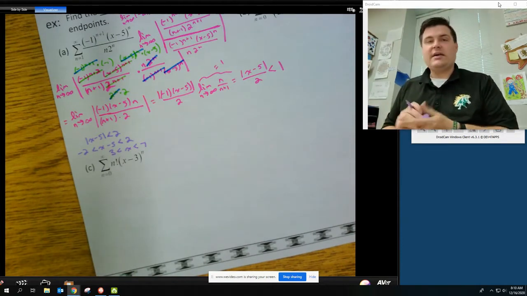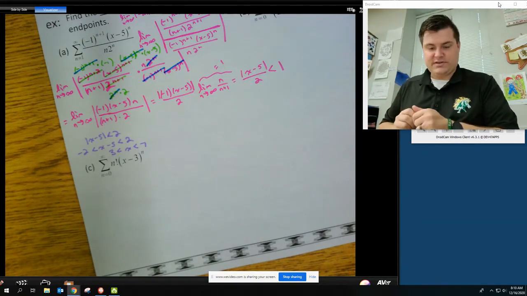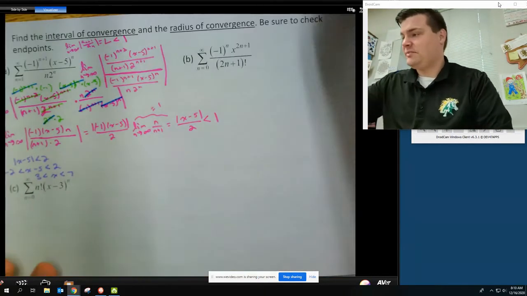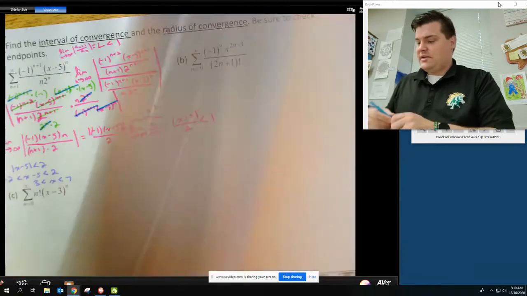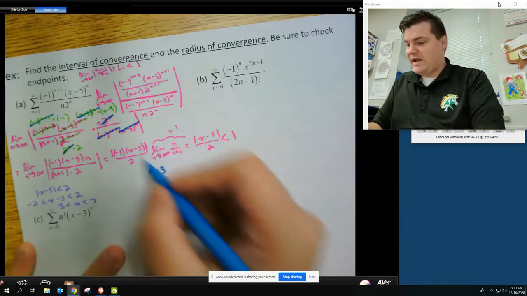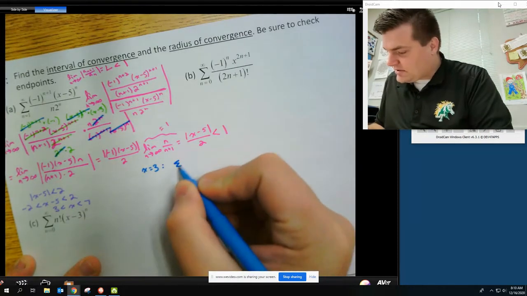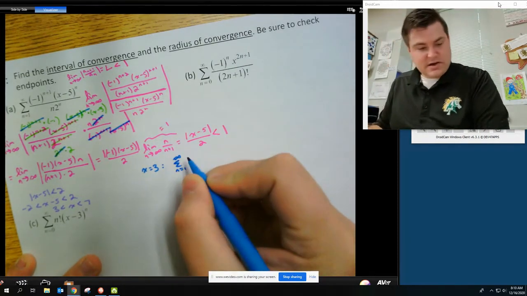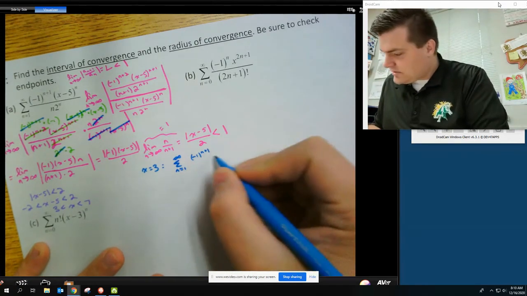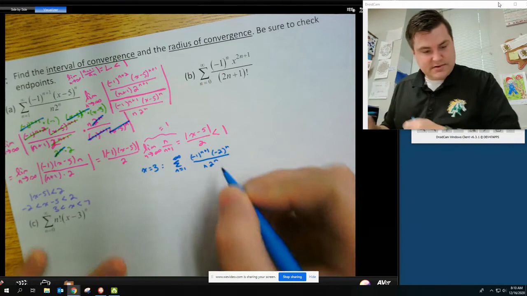Now here's the key. Do I include the endpoints? We need to know, do I include the endpoints? This one's a lot of work here because I need to check the endpoints. So if x is equal to 3, does this work? So plug this back into my original here. If x is equal to 3, then I'm going to get the series from n equals 1 to infinity of negative 1 to the n plus 1 times negative 2 to the n all over n times 2 to the n.